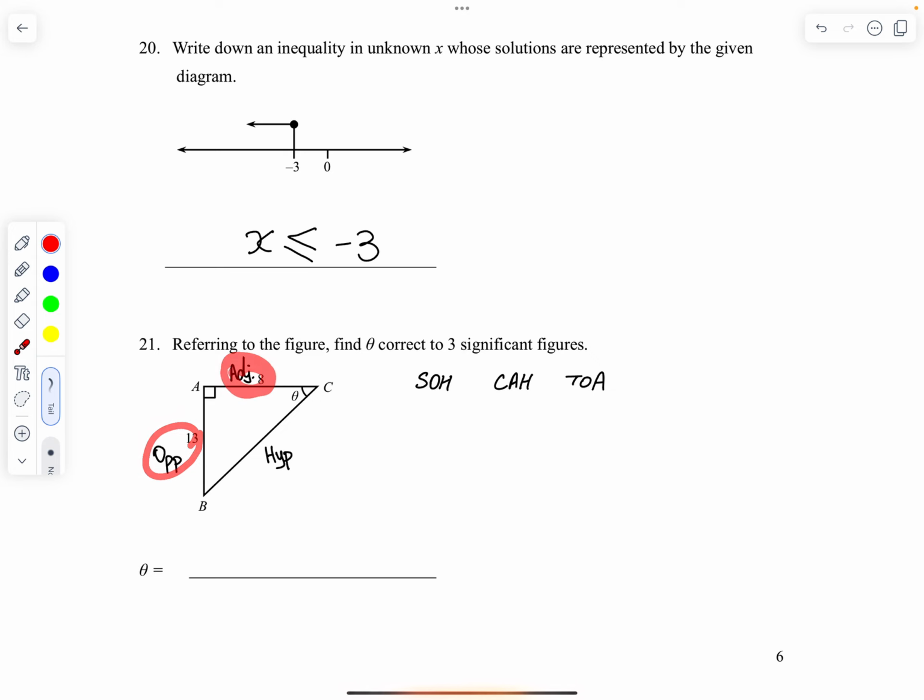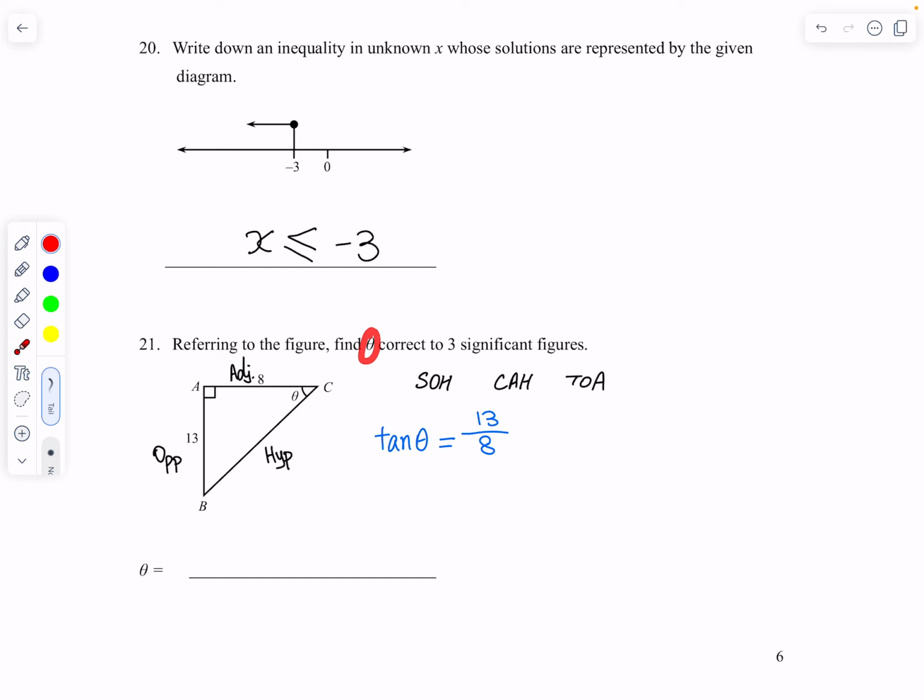Which one do we use? Letter O and letter A. Where is the letter O and letter A? Letter O and letter A is here. So this is what you'll use. Tangent. So tangent theta equals to the opposite over adjacent.